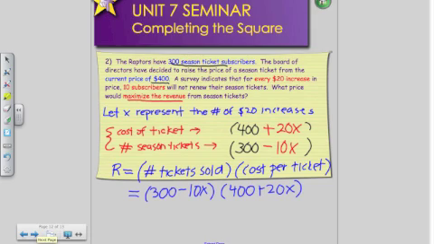If we skip a few steps and just go straight to our answer, that's going to give me negative 200x squared plus 2000x plus 120,000. That is not the answer. That is just the equation that we're going to complete the square with.